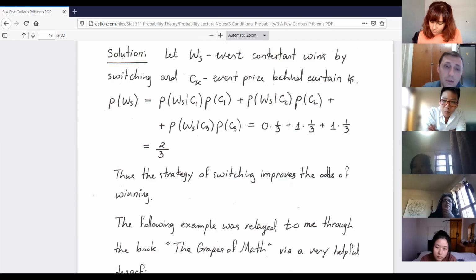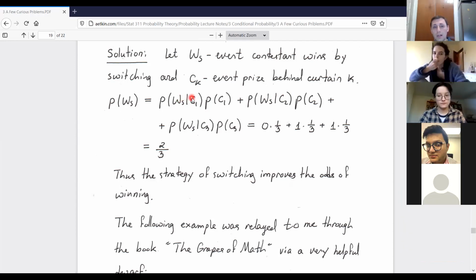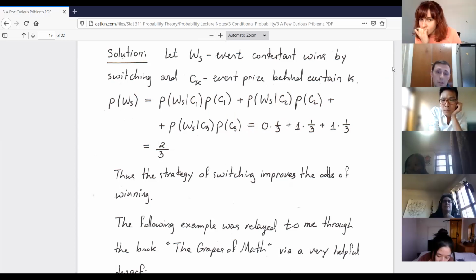If the prize is behind curtain number 2, the probability that you win by switching is 1. Do you agree? Because if the prize is behind curtain number 2, the host of the show will open curtain number 3. It's similar to the prison question before. If the prize is behind curtain number 3, the host will have to open curtain number 2. So you will win as long as the prize is not behind curtain number 1. You lose here, W sub S given C1, but in all other cases you win. The probabilities of C1, C2 and C3 are all the same, so the probability of winning by switching is 2/3, and therefore the probability of winning by staying is just 1/3. Make sense?